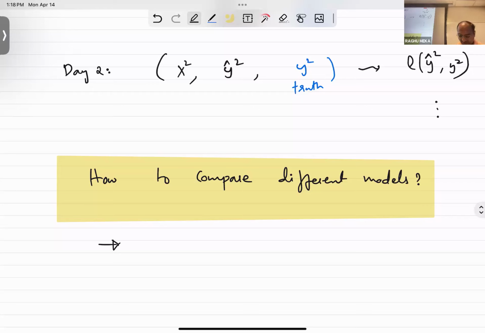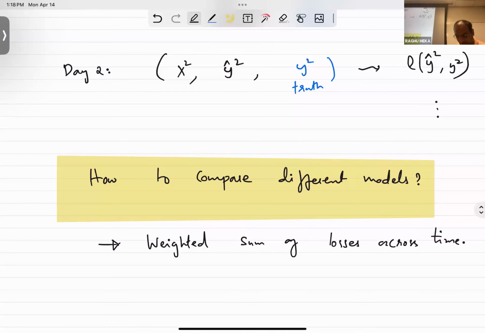Yeah, so one natural thing is exactly like weighted maybe sum of losses across time. Right? So, how much loss you incur one day, second day, third day, the entire thing and so on. Okay.